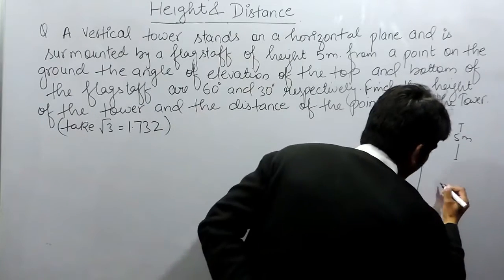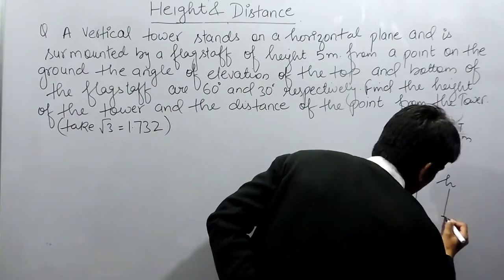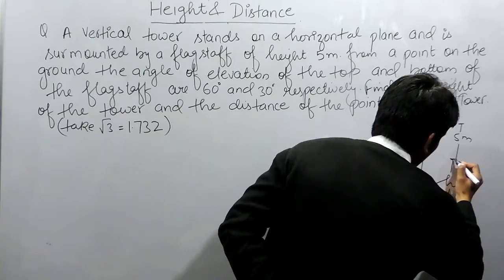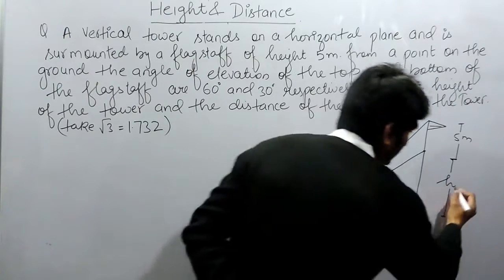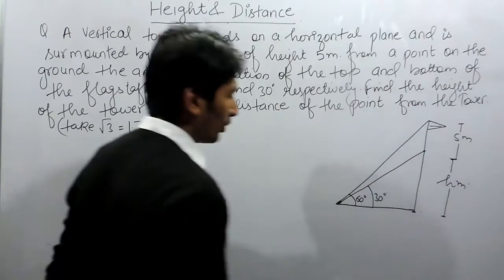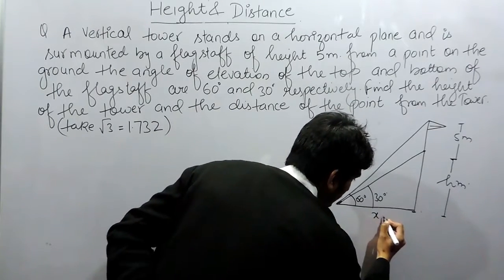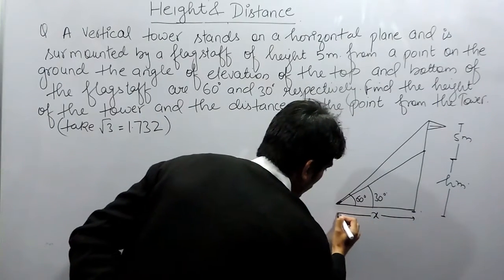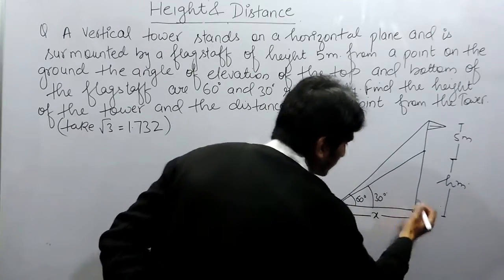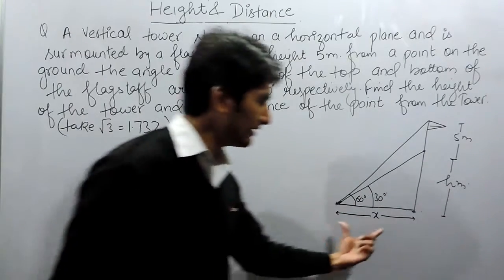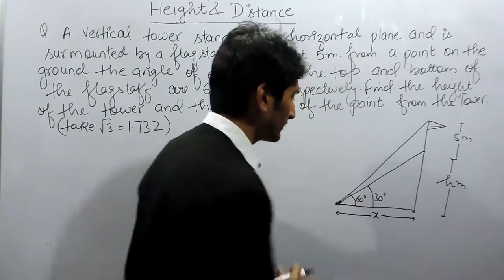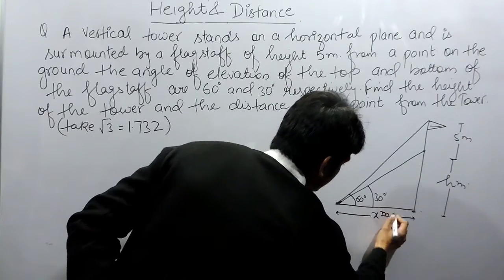These are the two angles of elevation here, and you have to find the height of the tower. Suppose the height of this tower is equal to h meters, and you also have to find the distance of this point from this tower. So you have to find this value also. Let's suppose the value of this is x meters.